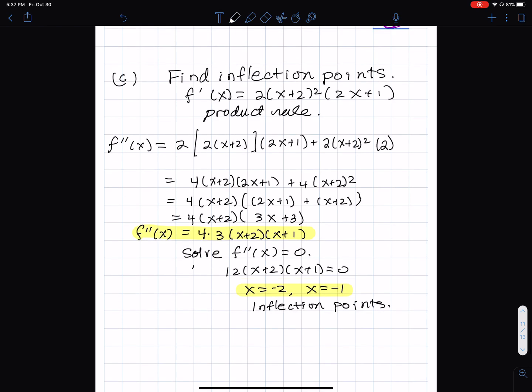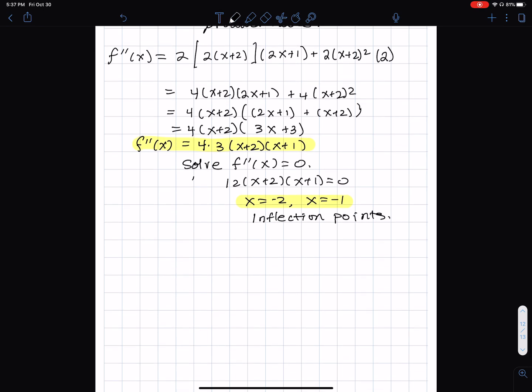Okay, now I'm moving on to part D, where we are going to make a chart showing where the function f is concave up and concave down. And in order to do that, like I said, I'm going to make a chart.